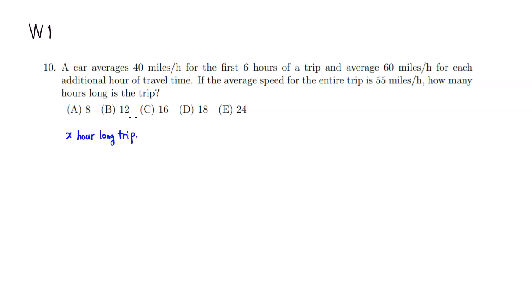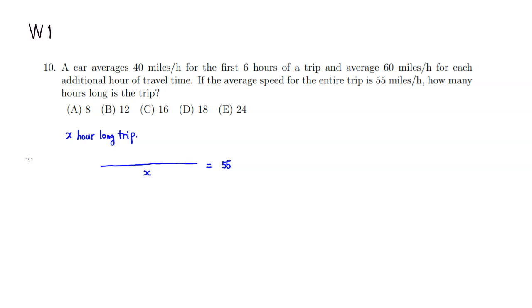All right, so let's try to get 55 miles per hour. So that's the average, right? So you want the speed, so you're going to do distance divided by time. Time is, we know, x hours long, so you know that you're going to divide by x, right?